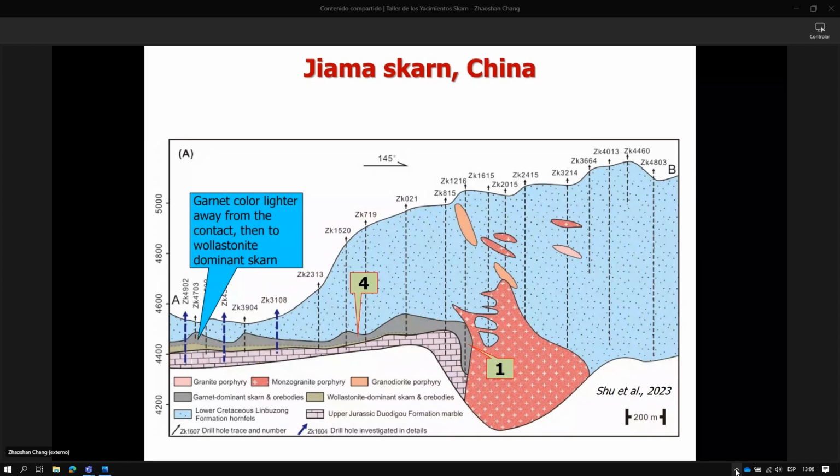Okay, if you are using garnet color change as a vector, what do you need to be worried about? If you have garnet color here, garnet color here, and another garnet color here, will this still be consistent? It will not be consistent, because you are at different locations along the fluid path. If you want to do the comparison, you should always collect the samples at the boundary. Then it will show the fluid path. Okay, so this is another example.